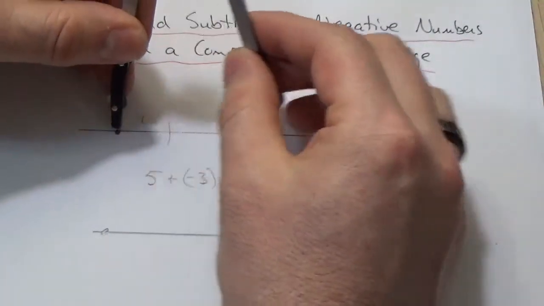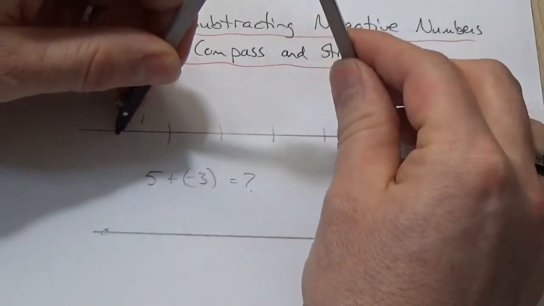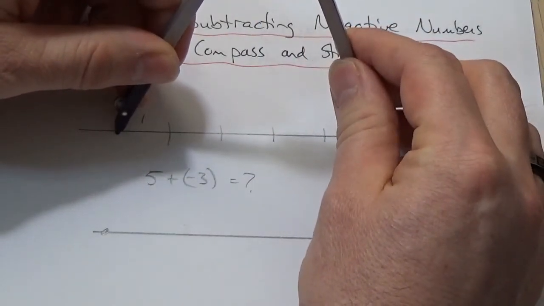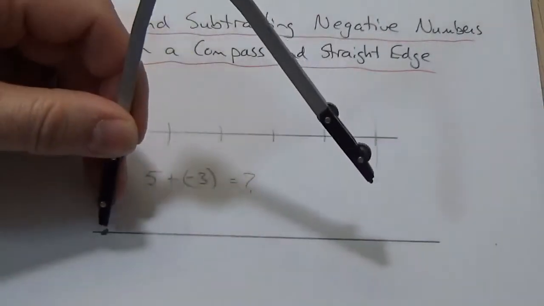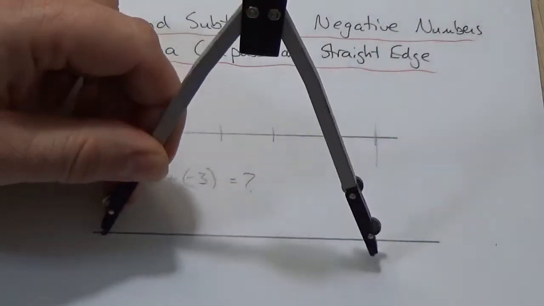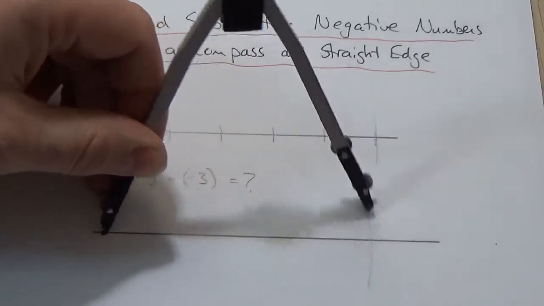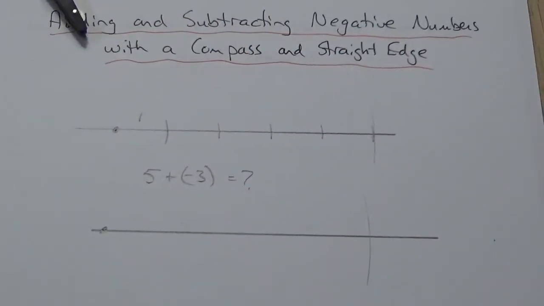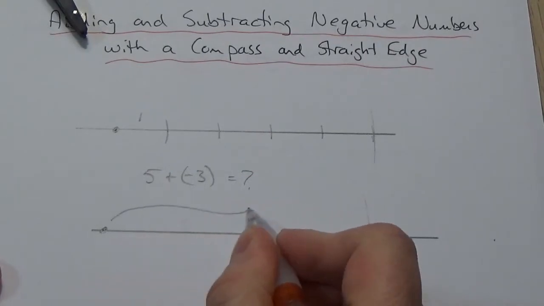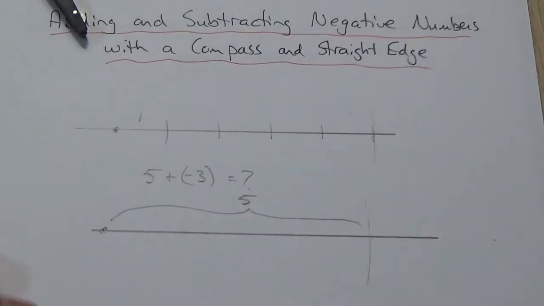I know there's probably people looking at this thinking that there are other ways that I could do this, but I'm just doing this for fun here. So there's my 5. Now, on my new line here, I'm going to draw my little arc, and that's going to intersect this line at the 5 mark. So this distance right here is my 5.